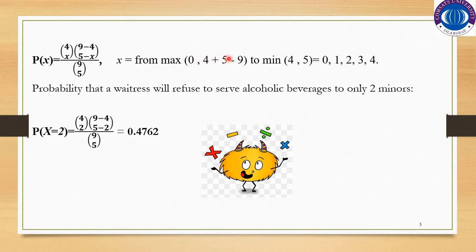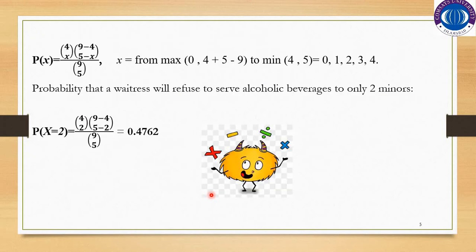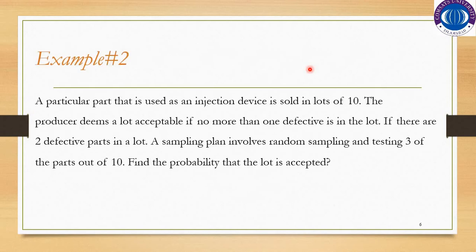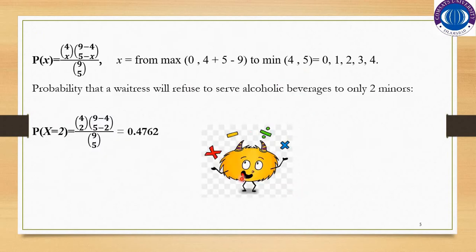This 4 is K, 5 is small n, and 9 is capital N, as you can see from here. The minimum of 4 and 5, as it is the minimum of K and N. K is 4 and N is 5. So it will surely start from 0 and go to the minimum of 4 or 5. The minimum value is 4. This is 4 plus 5 minus 9, which is 0, and 9 minus 9 will be 0.